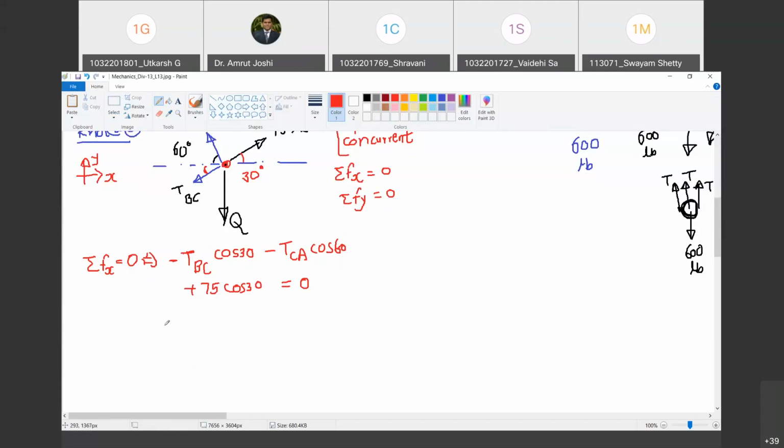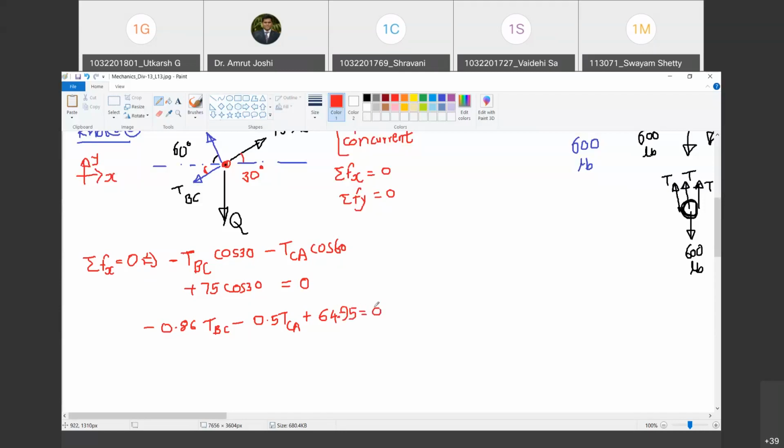That is 0.866. Minus cos 60, how much is it? Half, 0.5. Yes, 0.5 TCA. Plus 75 cos 30, how much is it? 64.95. 64.95. This must be equal to 0.